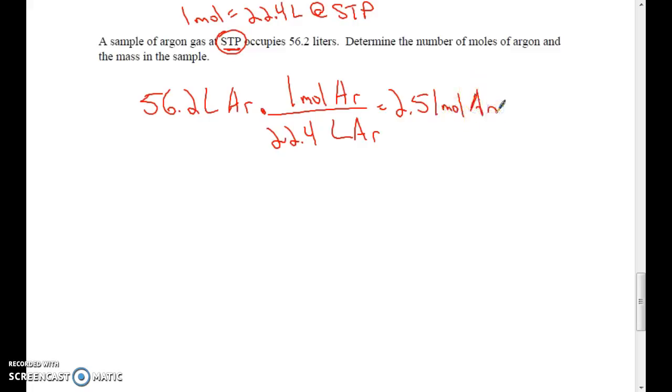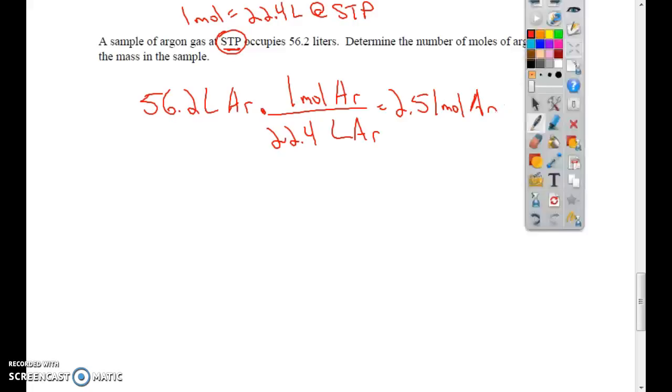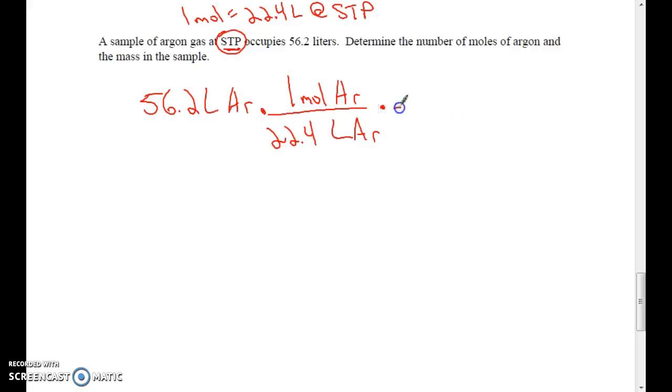Now, if the problem was only asking us for the mass of the sample, what we could do is just combine the two steps and basically turn it into a stoichiometry type of problem. So now what you would have is 1 mole of argon is 39.9 grams of argon. And then basically you have the same answer as what we had that I previously erased, 100 grams of argon.